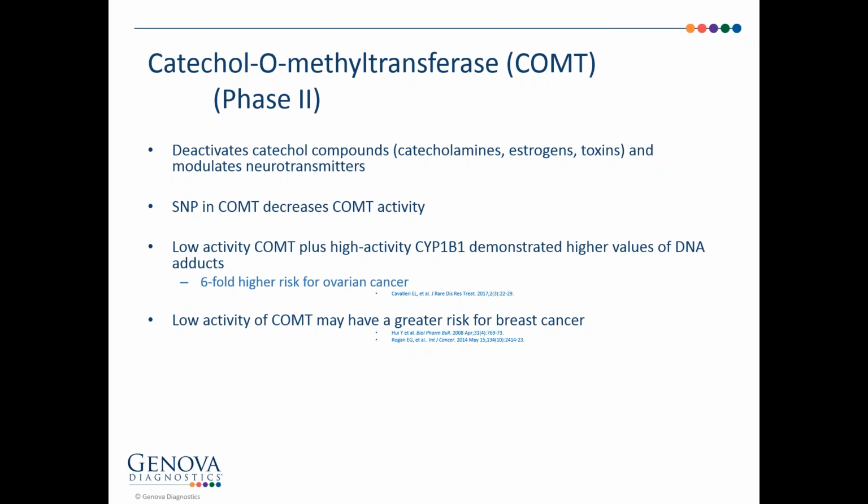But what we just talked about here was low activity of COMT with high CYP1B1. That's just a recipe for disaster. Look at all that trash sitting at the curb. 6-fold higher risk for ovarian cancer. A lower activity of COMT has a greater risk for breast cancer, and it's because of that whole concept. Methylation is important to make things water soluble to be excreted. So knowing your genetic predisposition could be important here.